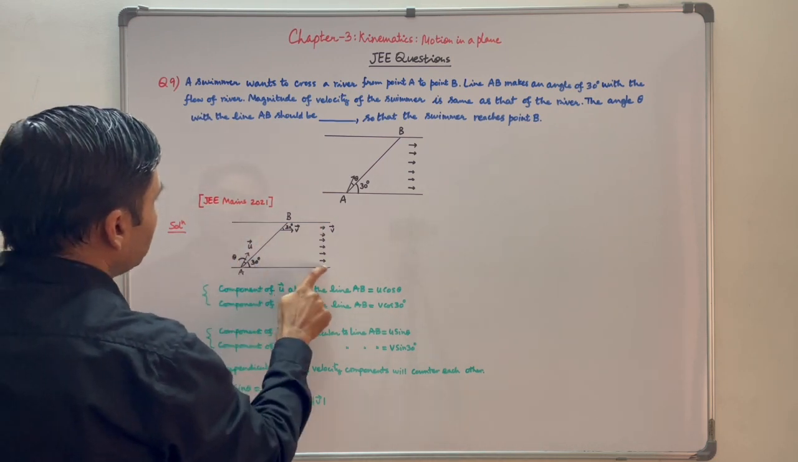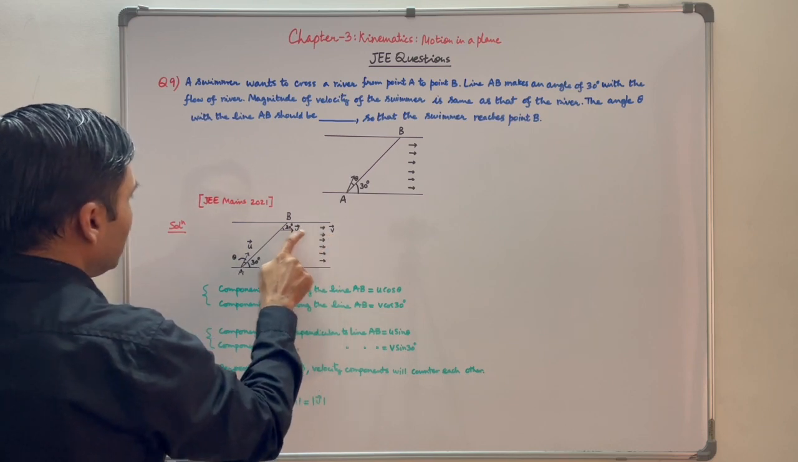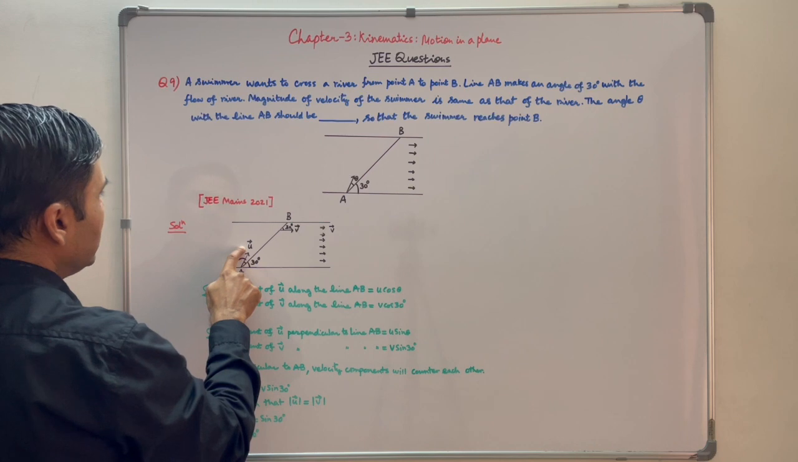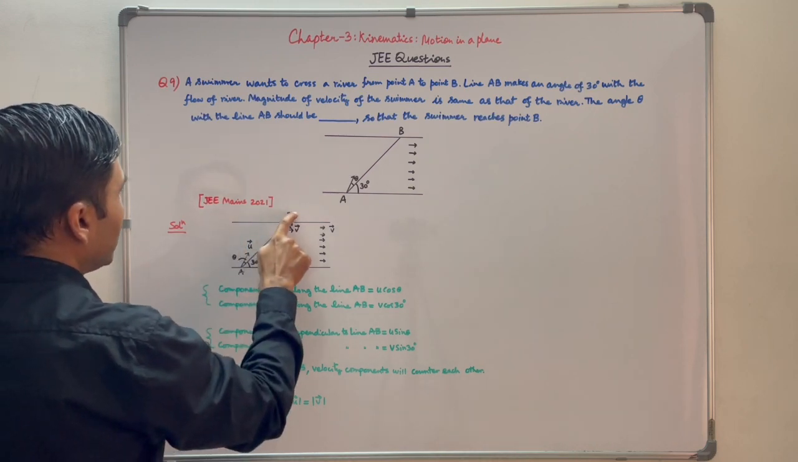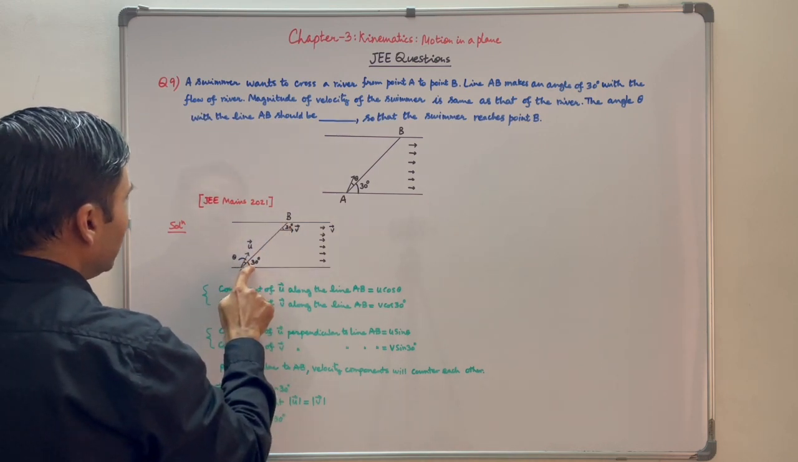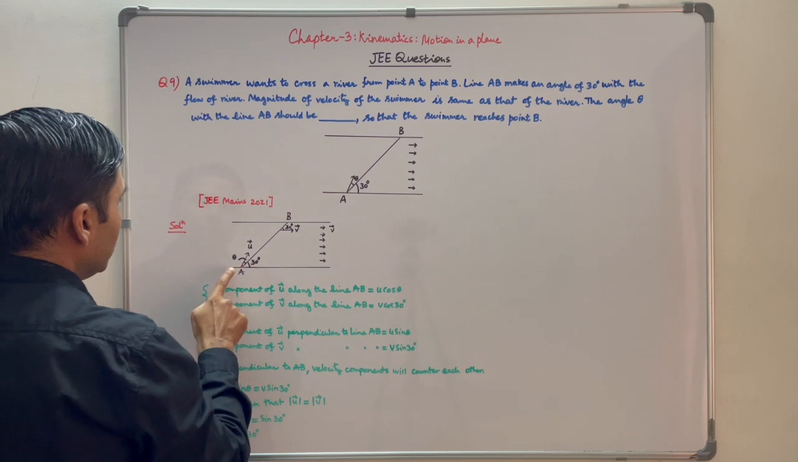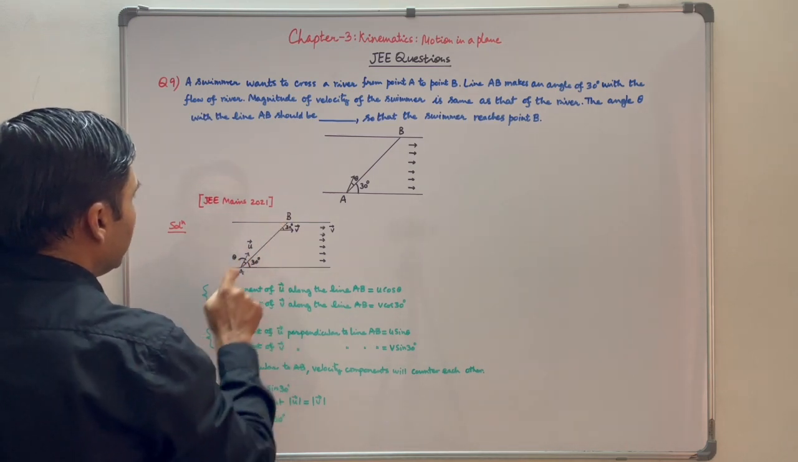Suppose this is river. Velocity of river water is represented by V. Velocity of the swimmer is represented by U. Swimmer starts at A and wants to reach at B. Line AB makes an angle 30 degree with the horizontal. Swimmer heads in this direction, making an angle theta with line AB.